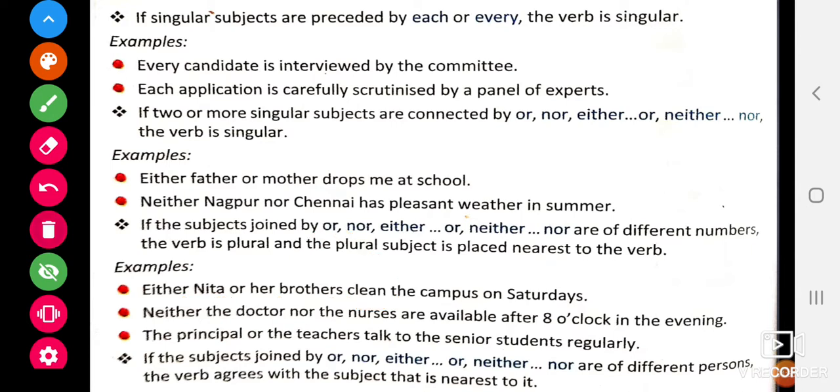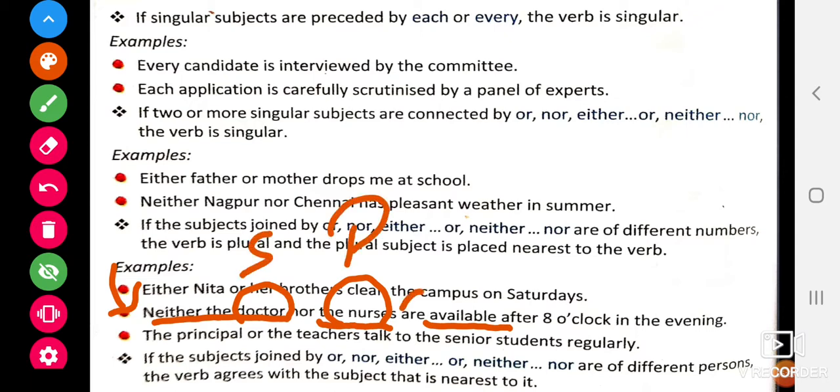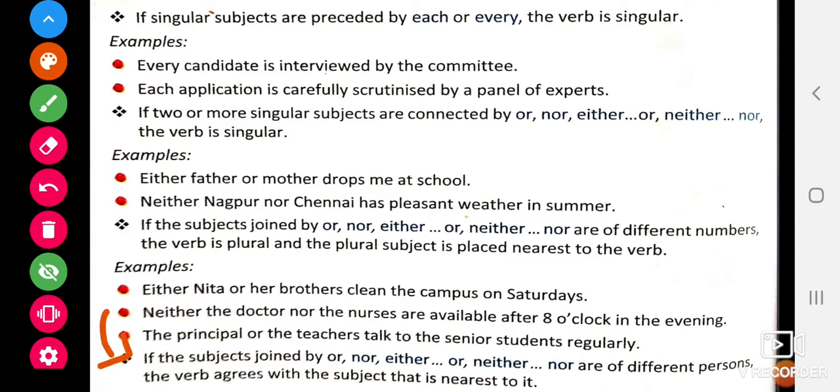Look at the second example. Neither the doctor nor the nurses are available. Here we have two subjects, doctor and nurses. Doctor is singular, nurses is plural. The verb here is also plural. That means the verb will agree with the nearest subject. Let us look at the next rule.